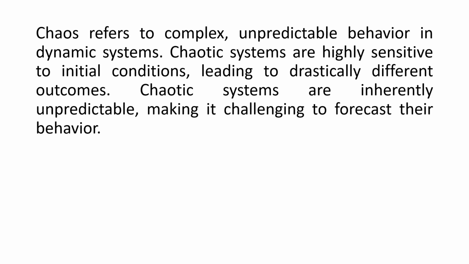Now, chaos refers to complex, unpredictable behavior in dynamic systems. Chaotic systems are highly sensitive to initial conditions, leading to drastically different outcomes. Chaotic systems are inherently unpredictable, making it challenging to forecast their behavior.